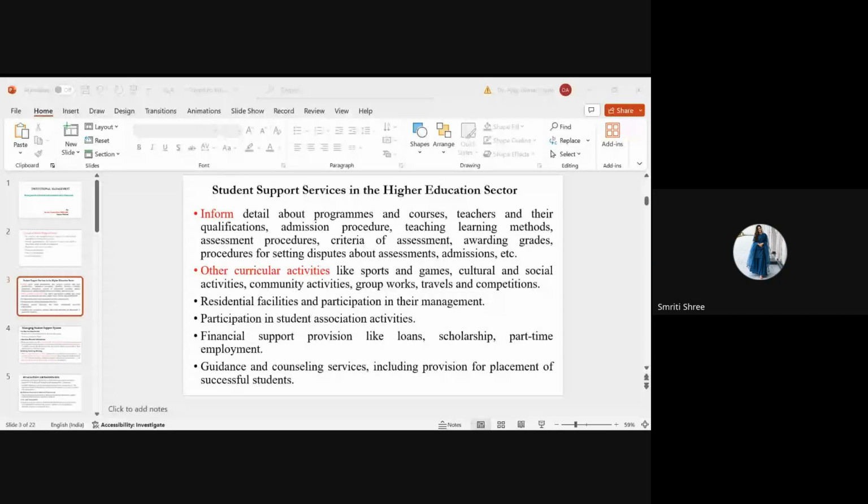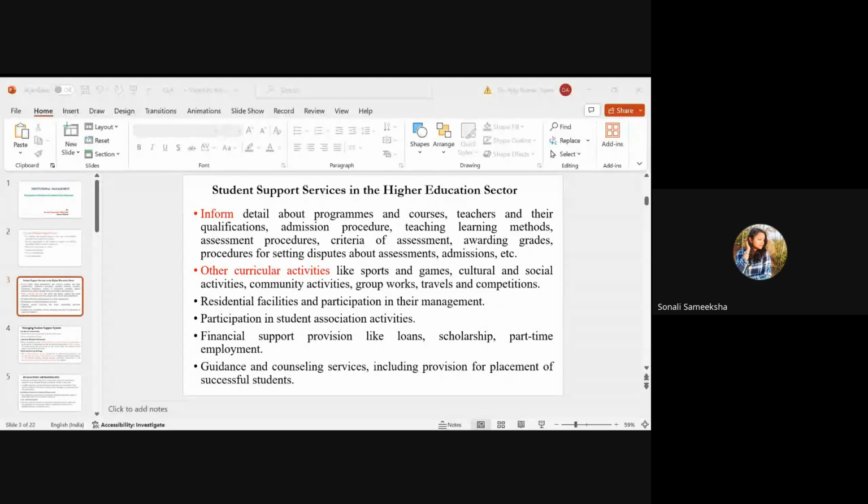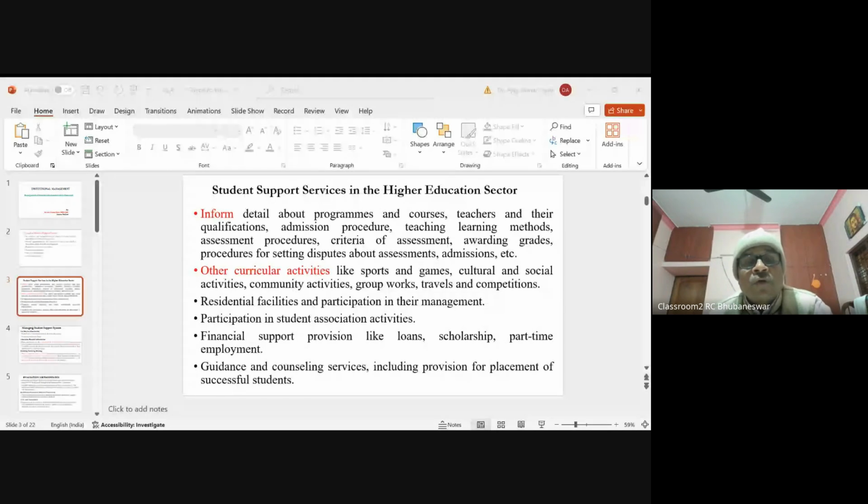Swachhata Abhijan. Yeah, Swachhata Abhijan. Very good. So these are volunteering activities for community helping. Old age home. Yes. So group work, travel and competitions. So all are.